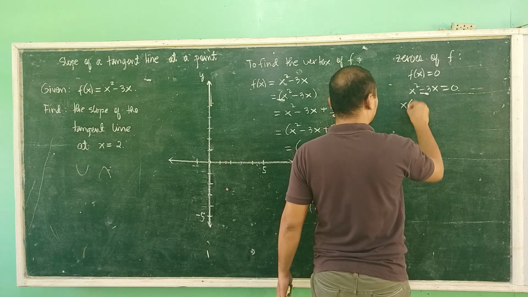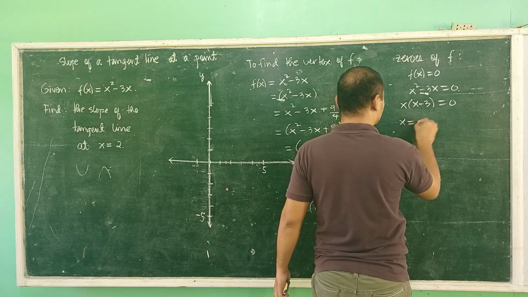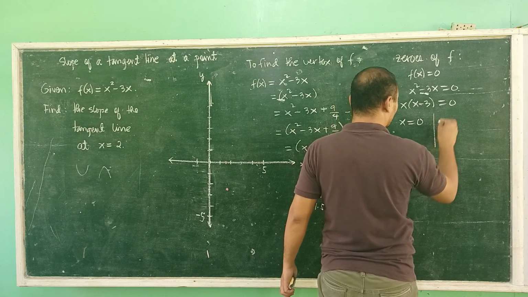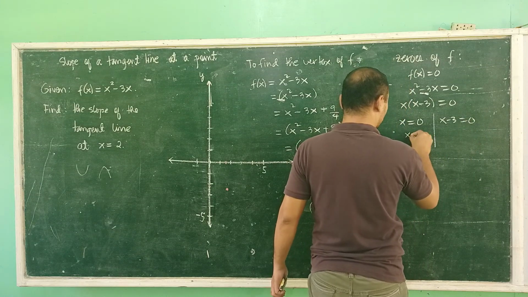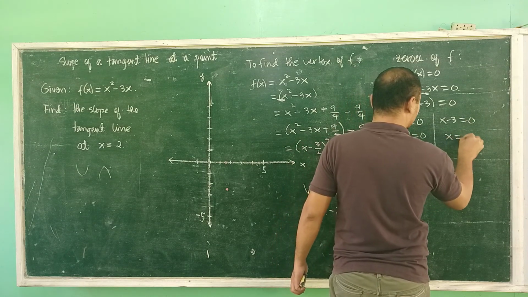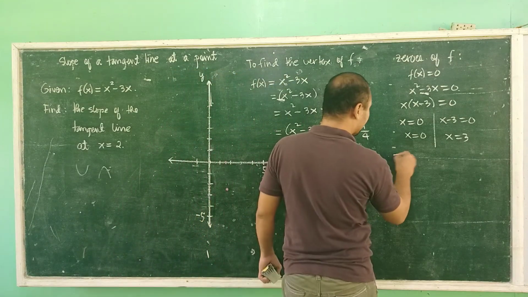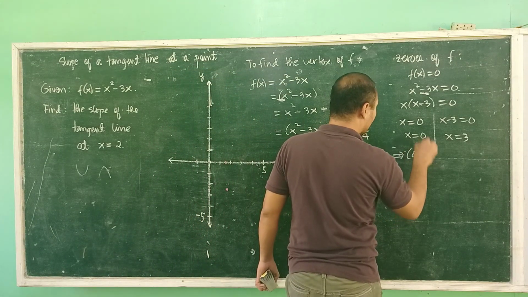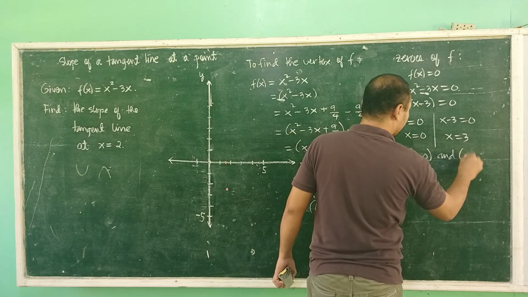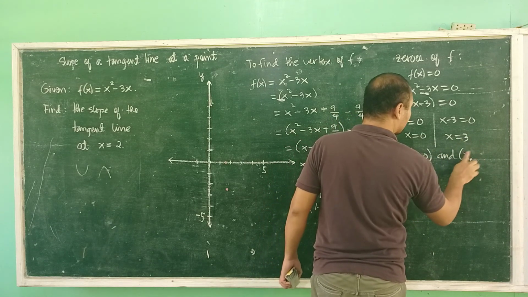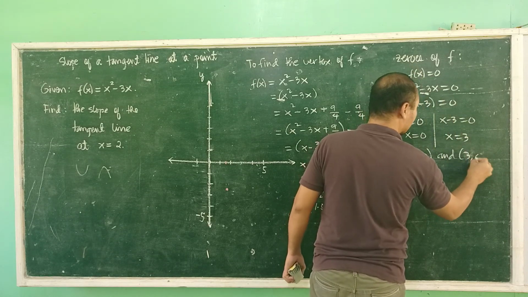So by factoring, you have x times (x minus 3) equals 0. So x equals 0, or x minus 3 is equal to 0, so x equals 3. So what does this mean? That means when x is 0, the value of f of x is also 0. And when x is 3, the value of f of x is also 0.